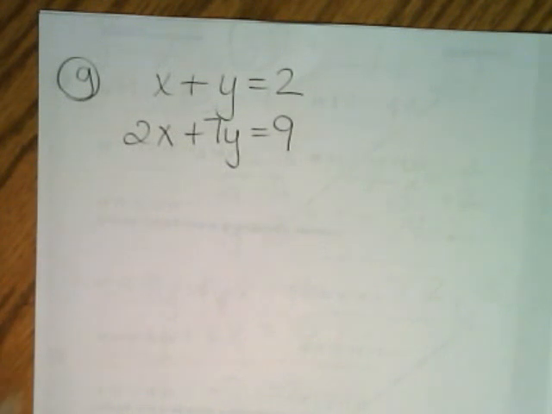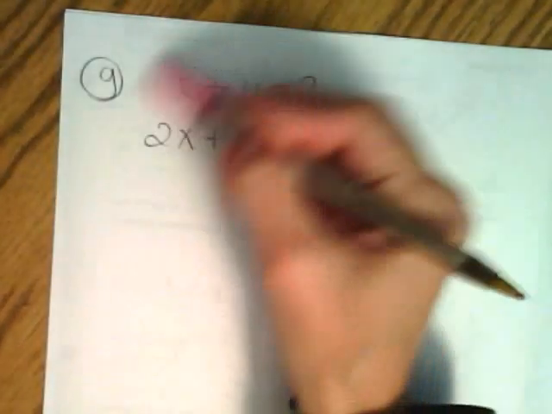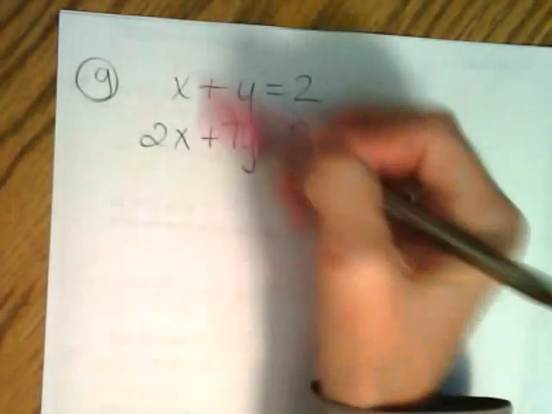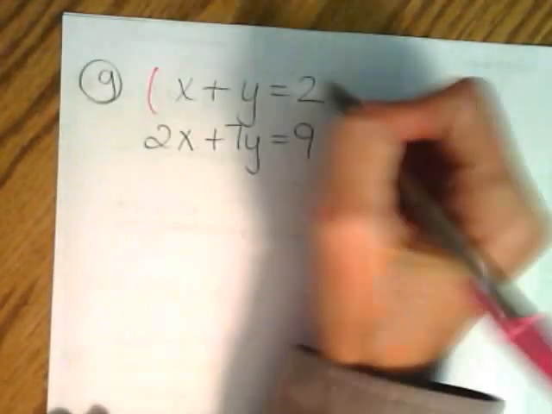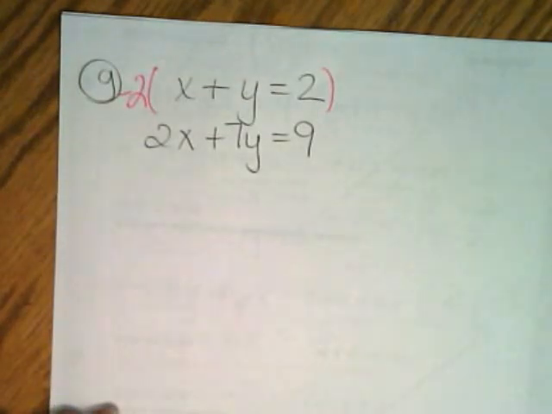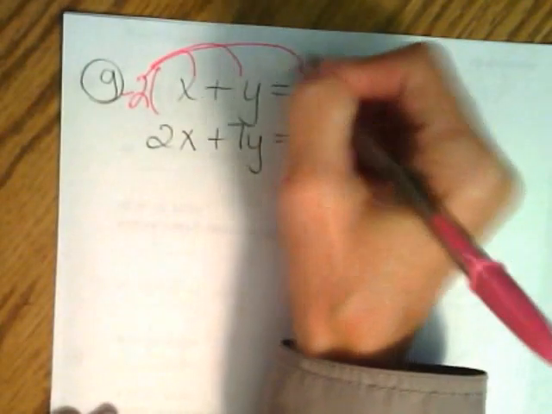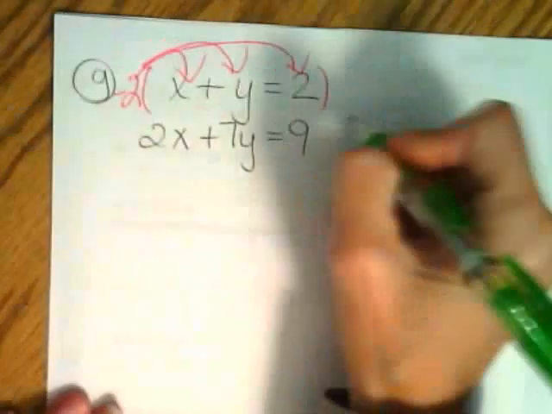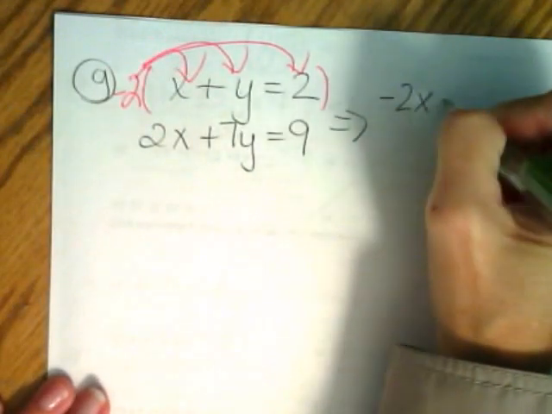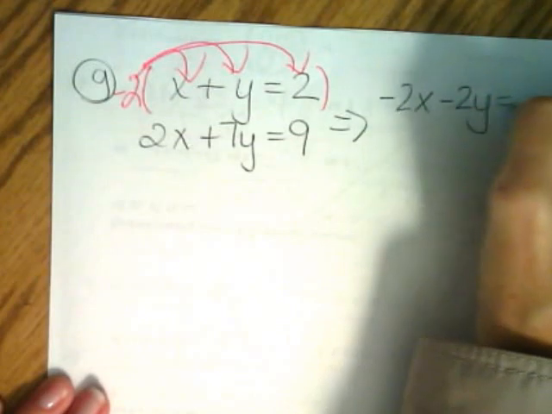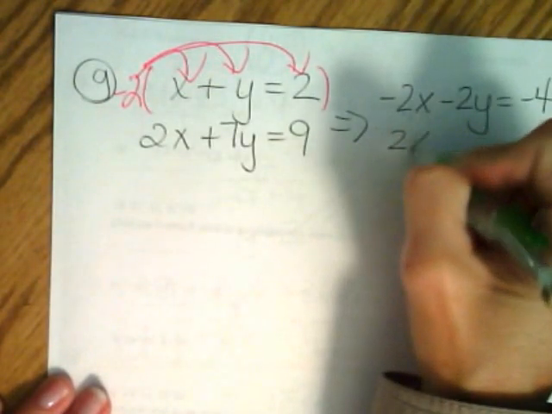But what I can do is I can say, you know what, I want to eliminate x. So if I want to eliminate x, they have to be the opposites of each other. So I can multiply my top equation by -2, and then that will give me a zero pair. But remember, if I multiply one thing, I have to multiply everything. So I'm going to rewrite it, and then bring this one over.